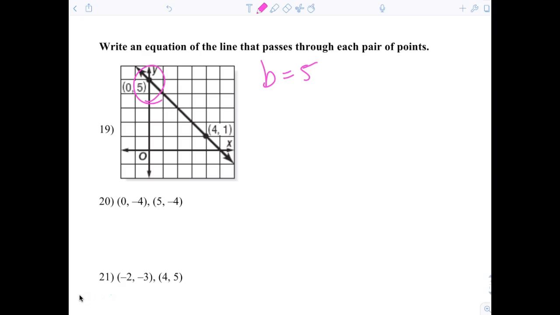Now I got to figure out the slope, right? So I went from this point here to this point here. So somebody tell me what is delta y? -4. Somebody tell me what delta x is. +4. So what's my slope? -1. Beautiful. So my equation is what?